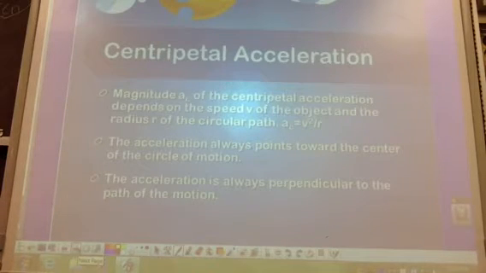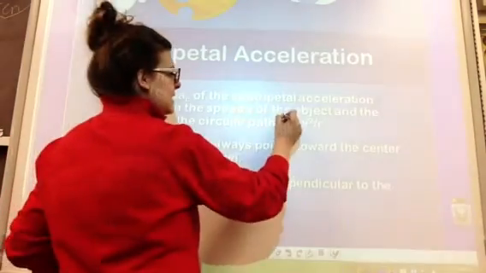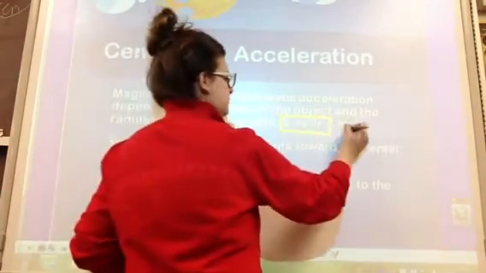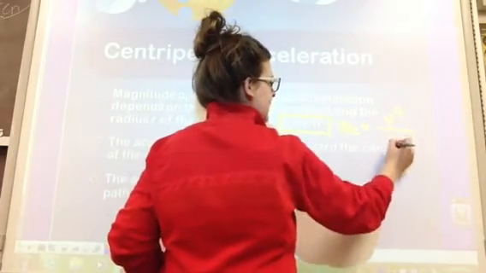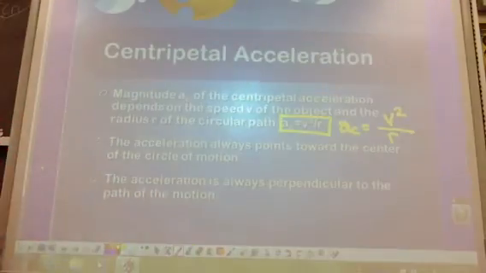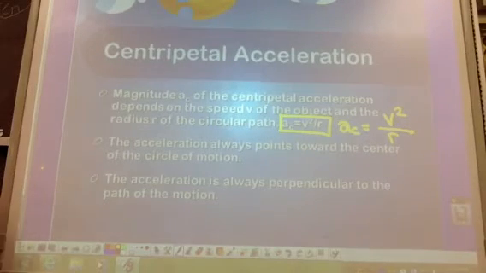Okay, in terms of centripetal acceleration, we know that it is going to depend on the speed of the object and also the radius, which we call r, of that circular path. So we have a formula for centripetal acceleration, and that is a_c, I don't know if we can see that, a_c equals our velocity squared over the radius. So I have v squared over r.